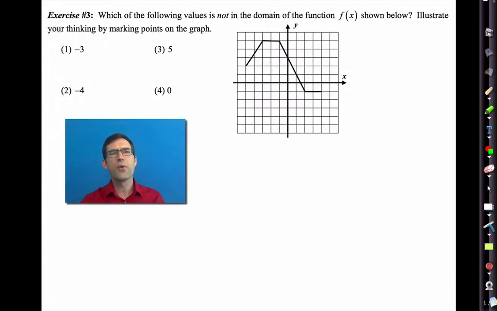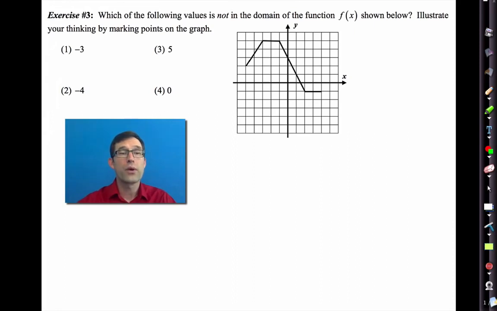Okay, nice little multiple choice problem here. Which of the following values is not in the domain of the function f of x shown below? Illustrate your thinking by marking points on the graph. Okay, so I'd like you to pause the video right now and see if you can answer this question. All right, let's go through it.